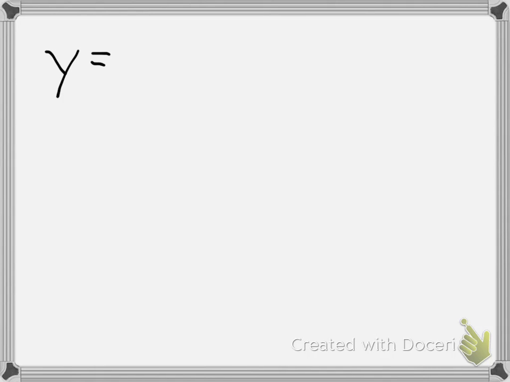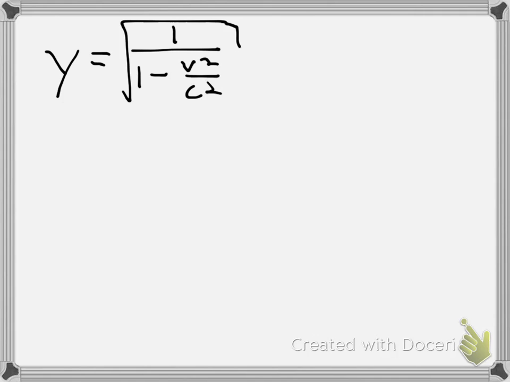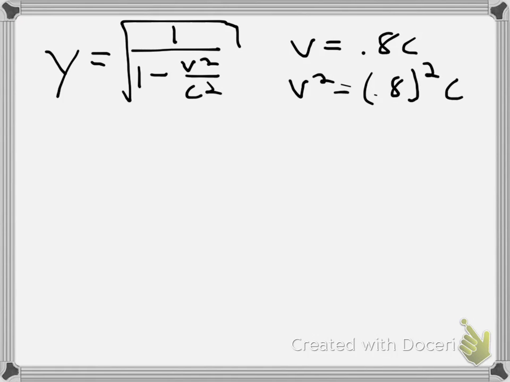I'll rewrite what it is here. 1 over 1 minus v squared over c squared. The whole quantity is under a radical. So we're given, notice, v in terms of c. We're given that v is 0.8 c. And if that's the case, this actually becomes pretty easy. Because then, notice that v squared is equal to 0.8 squared times c squared. c is just a number. If I square this quantity 0.8 c, what that turns out to be is 0.8 squared times c squared.